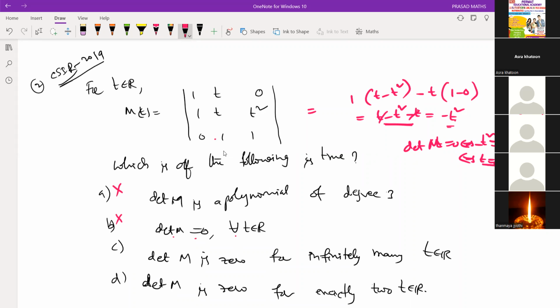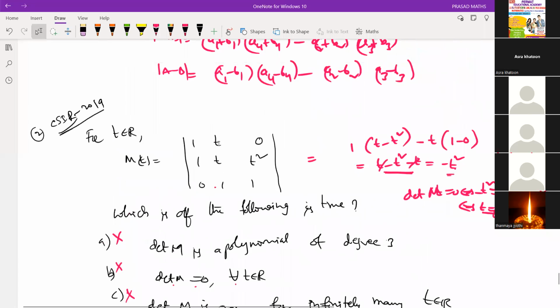Zero is a root with multiplicity 2, that is, 0, 0. But what is given is that det is 0 for infinitely many t's. Absolutely wrong, because det is 0 for only 2 zeros, 0 and 0, multiplicity 2. Therefore this is discarded. So det M is 0 for exactly 2 t's. Absolutely right, because 2 t's means 0, 0. Is it clear? This is such a simple question asked in CSIR 2019.